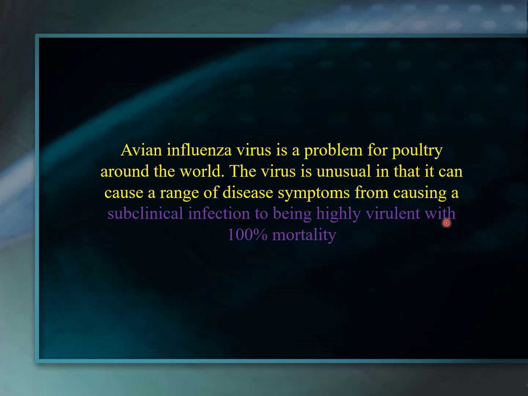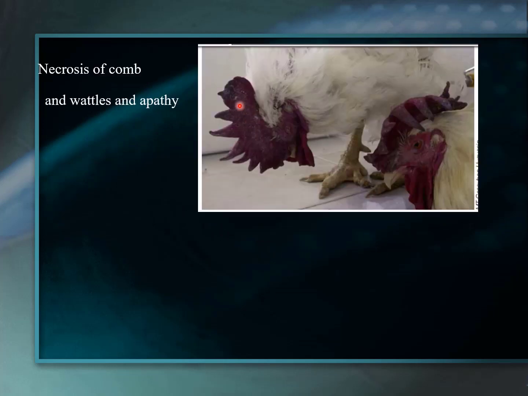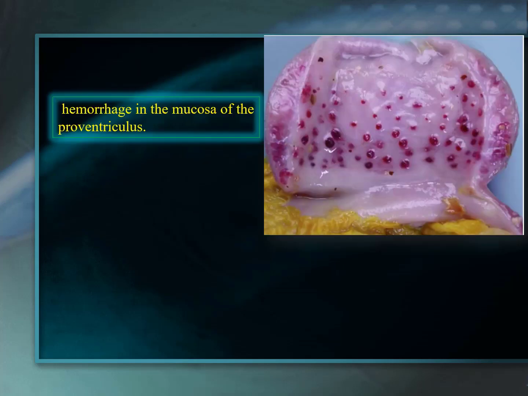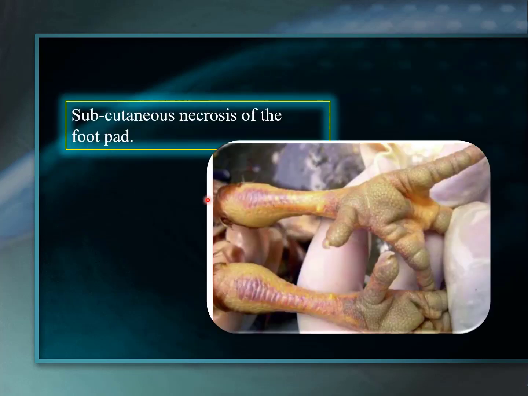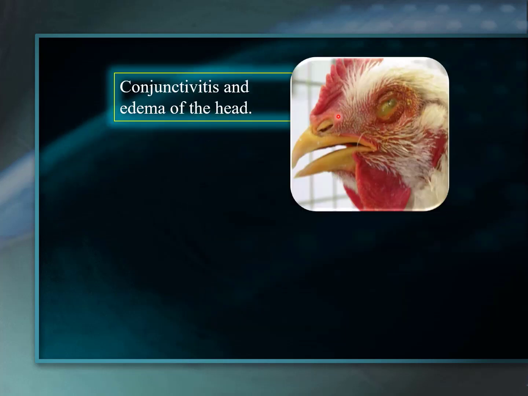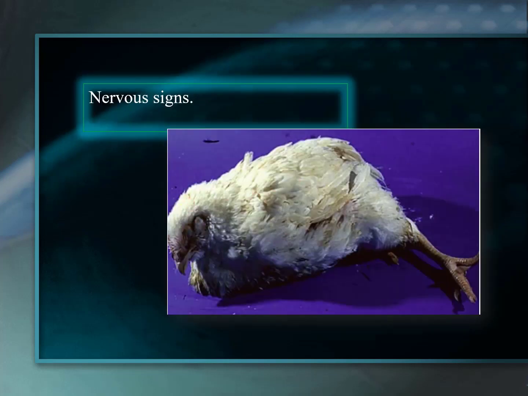being highly virulent, with up to 70% mortality. Symptoms and lesions appear as necrosis of the comb and wattles and apathy of the birds. There are lesions in the proventriculus, with hemorrhages in the mucosa of the proventriculus, subcutaneous necrosis of the foot pads, conjunctivitis, edema of the head, and nervous signs.